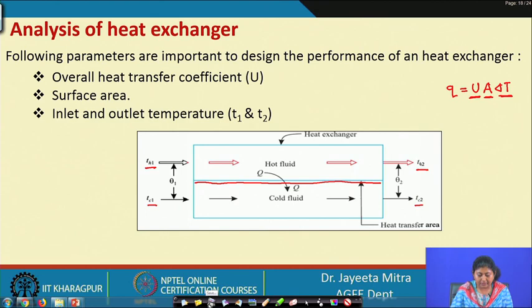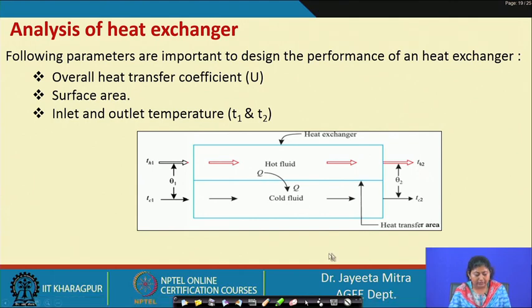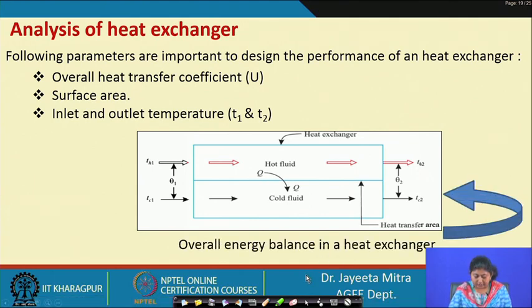Heat exchange here happens via the heat exchange surface, and when we try to analyze this, the first thing we need to do is see the overall energy balance or heat balance between the two fluids.